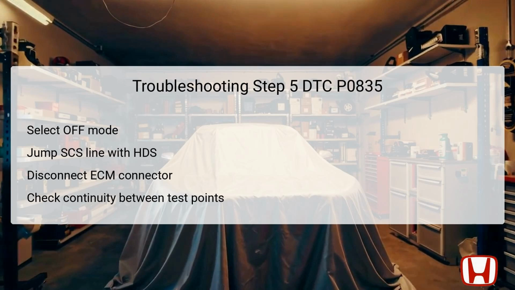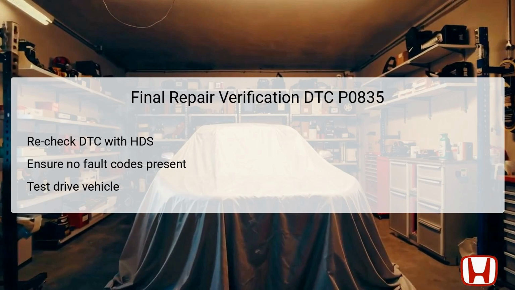Should the DTC P0835 resolve post-update, troubleshooting is complete. Otherwise, replacing the original ECM is necessary if problems persist. If continuity is absent, an open circuit in the clutch SW cruise wiring needs repair to restore normal function. After completing the necessary repairs for DTC P0835, it is vital to perform a final repair verification.